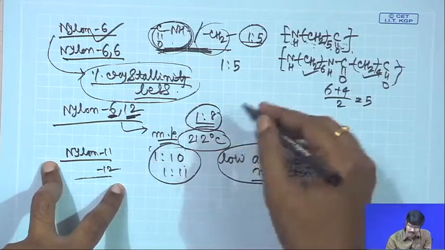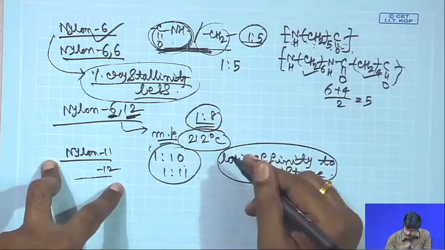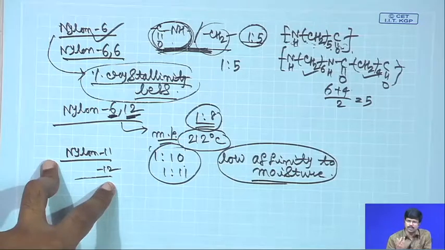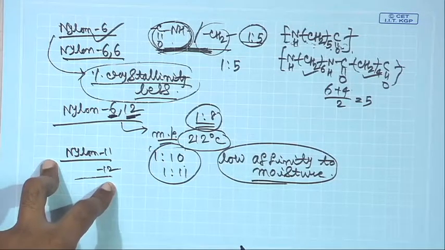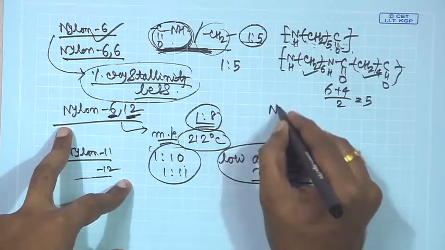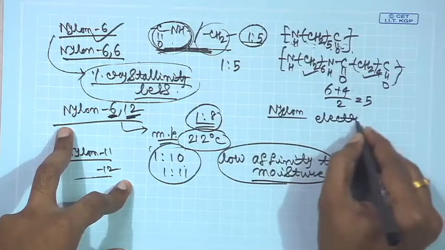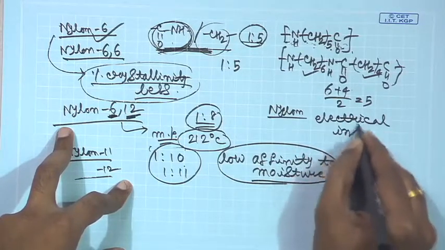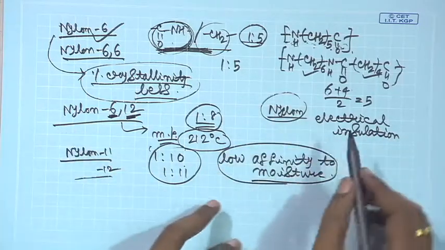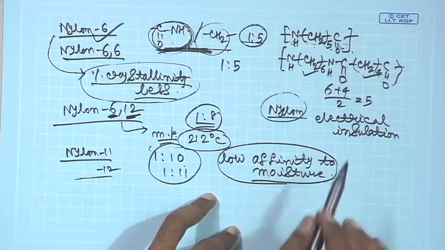So, there will be then increased water content if you expose it to moisture. What is the use of this particular point that I wanted to mention here? Why are we concerned about the moisture content of the material? That is because if you have these nylons, you can use them in electrical insulation. So, the resistivity of this nylon is very important.